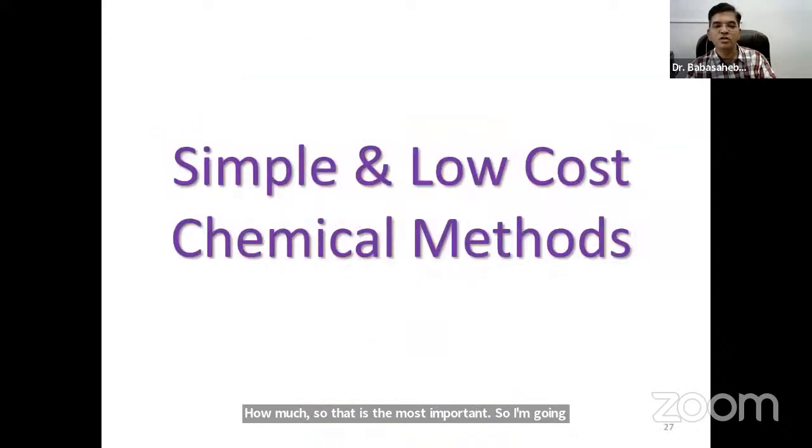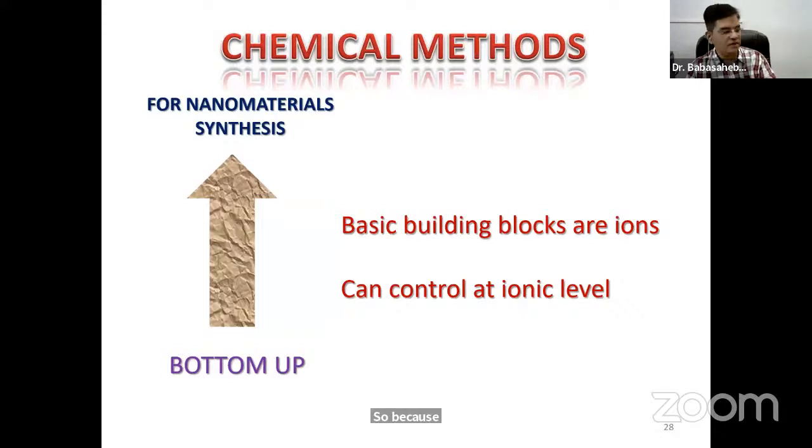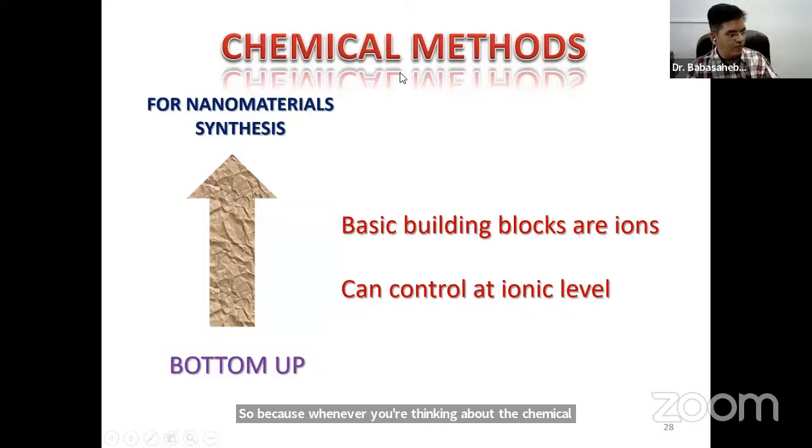So I am going to demonstrate a few chemical methods. In that book, we have elaborated 12 chemical methods. Different methods are there, but here I am going to demonstrate a few methods because of the time shortage. Here I am going to demonstrate simple and low cost chemical methods which can be applied to make the nanomaterial. Because whenever you're thinking about the chemical method, the basic building blocks are the ions, so that you can control at the ionic level.